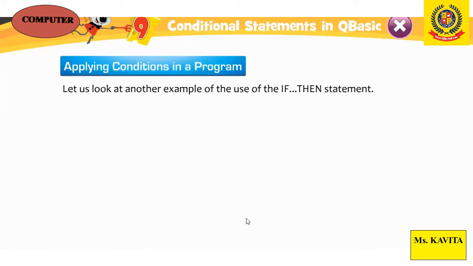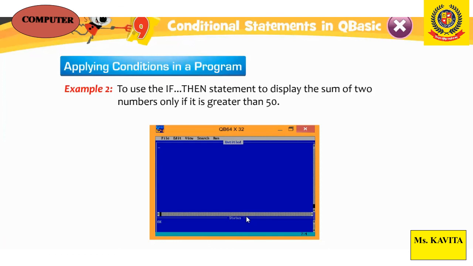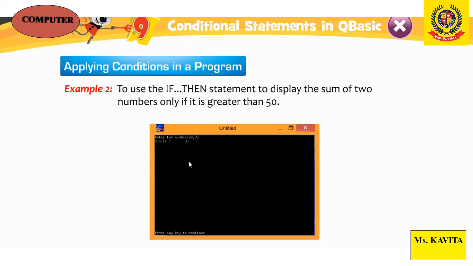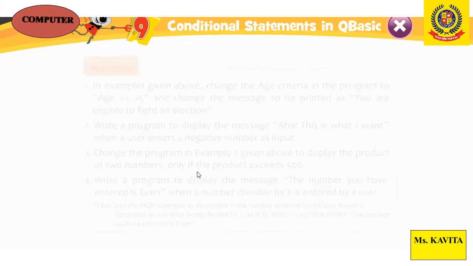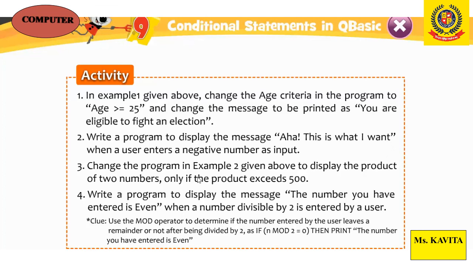So, for if then, the program syntax is given; you can write it down. If condition then statement. This is a single line syntax. Here you need not include the end if keyword to indicate the end of the if then block. If condition then statement, end if. This is a multi-line syntax. Here you must include the end if keyword to indicate the end of the if block.